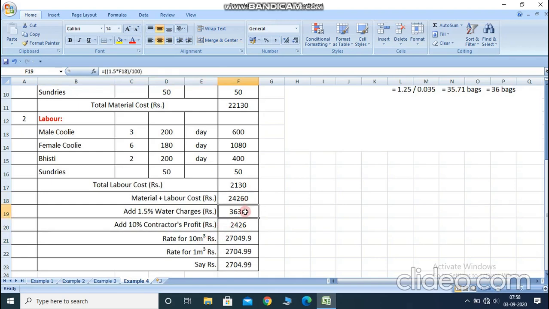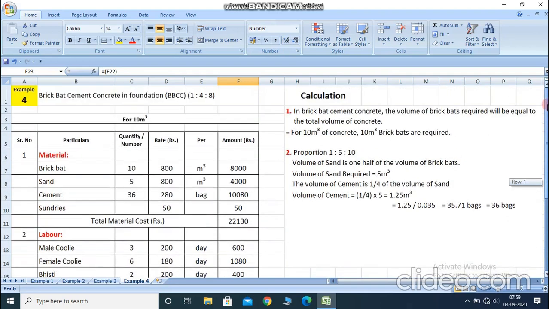So the total rate for the 10 meter cube is 24,260 plus 363.9 plus 2,426. So the value is 27,049.9 rupees. So for a 1 meter cube rate, 27,049.9 rupees divided by 10. So we got the 1 meter cube rate as 2,704.99 rupees. So the standard value says 2,705 rupees for a 1 meter cube BBCC of grade 1:4:8.